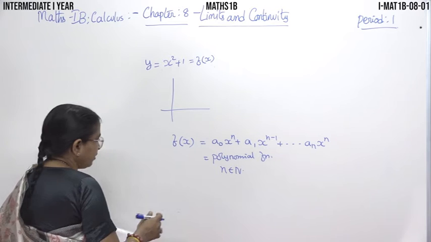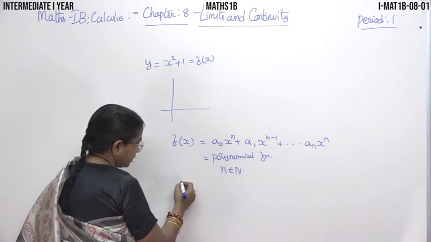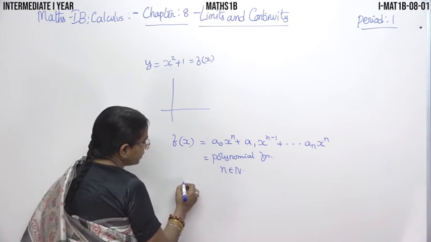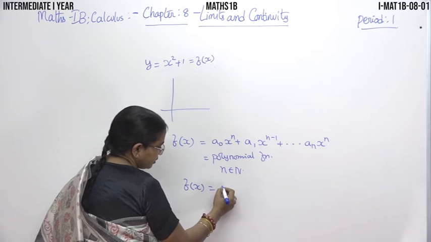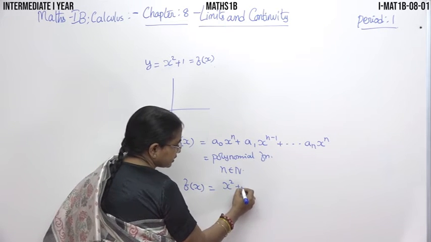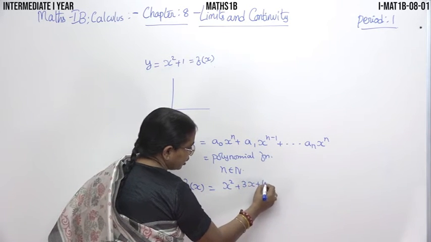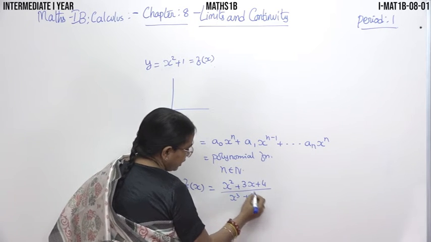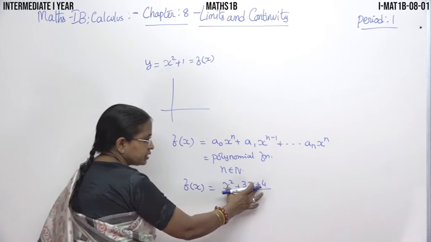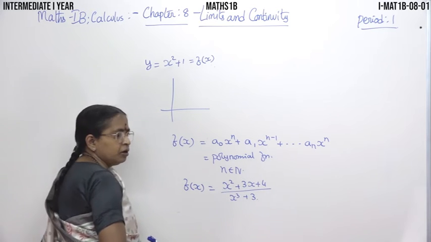That is the polynomial function. Next, algebraic function. An algebraic function is when you have f of x in the form, I'll give an example, x square plus 3x plus 4 by x cube plus 3, like this. This is an algebraic function. This is a polynomial and this is also a polynomial.